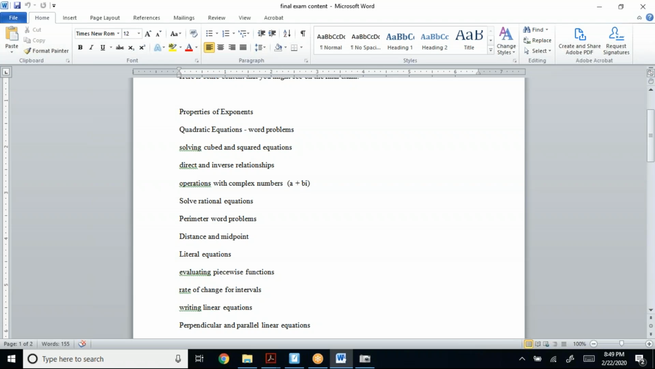Evaluating piecewise functions in terms of function notation, like f of 5, f of 2, looking at a graph or looking at an equation. So that's what I'm talking about when evaluating.